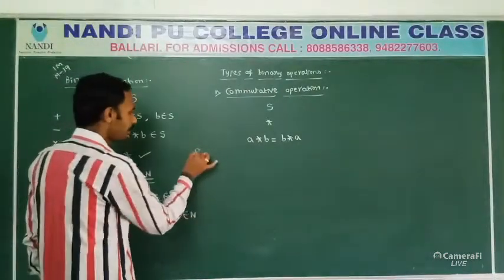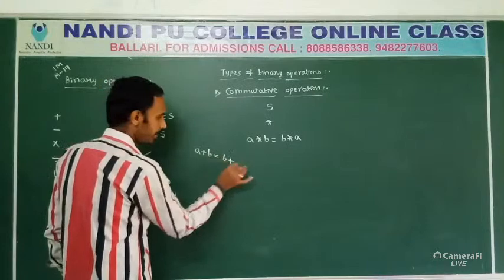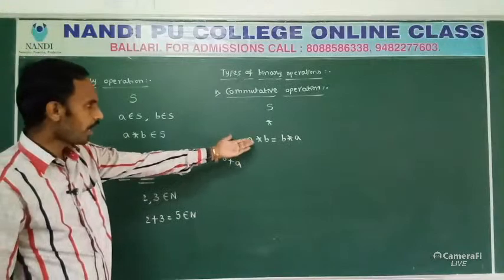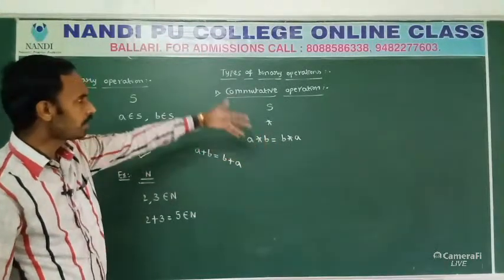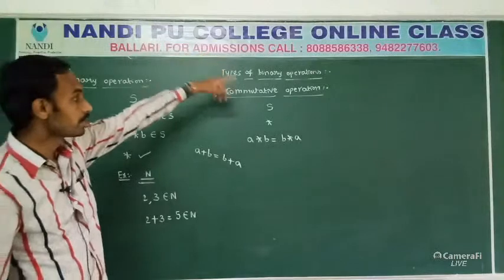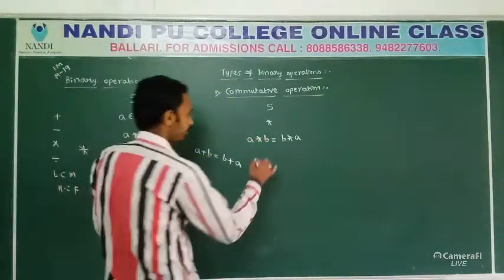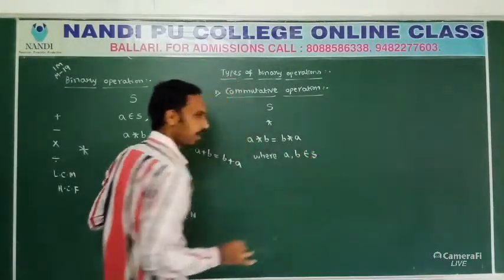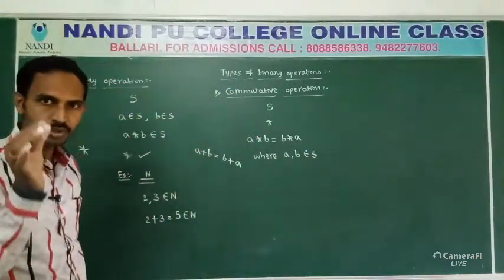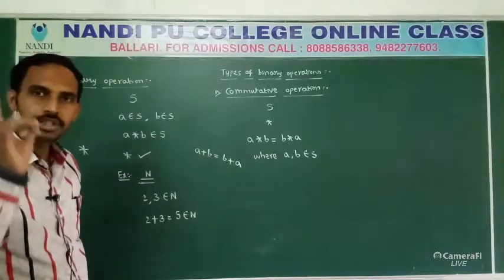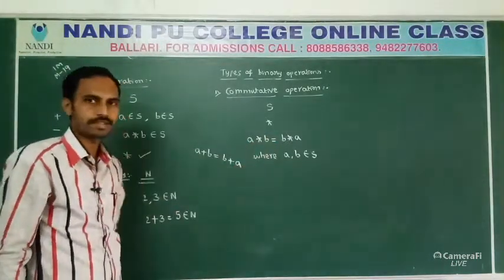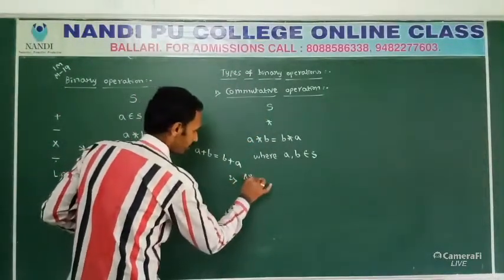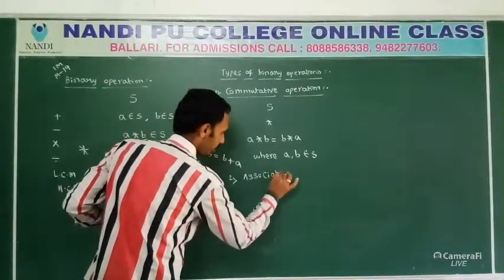What is commutative law? a plus b is equal to b plus a is called commutative law under addition. It is a star b equal to b star a is called a commutative operation on the set S, where a, b belongs to S only. Compulsorily, whatever you take, you have to take from the given set only. Now, associative operation.